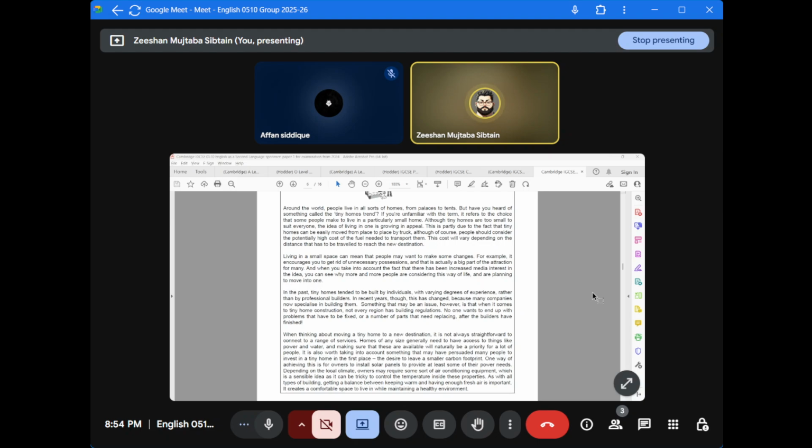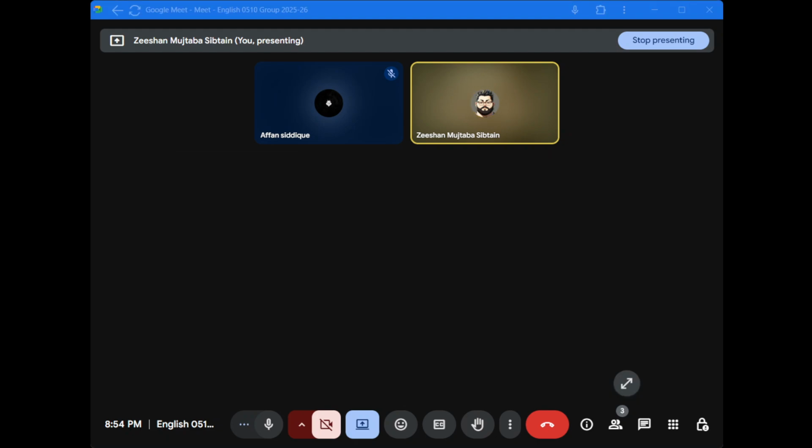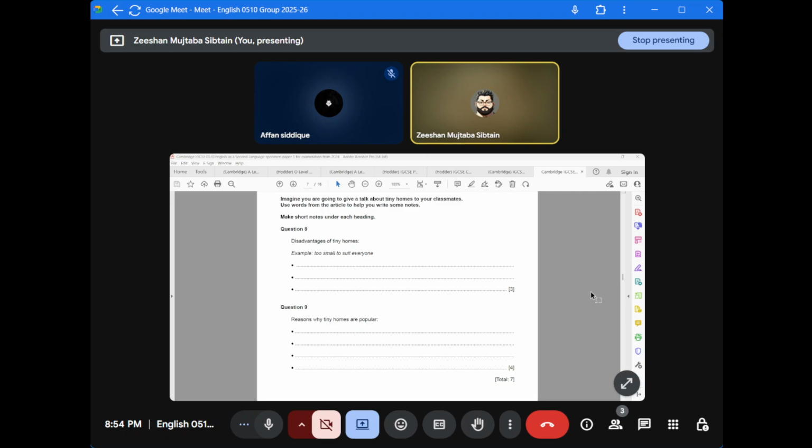Right now, this exercise requires for you to make notes. And as you can see, they've given you a sort of scenario, although that doesn't really matter. Imagine you are going to give a talk about tiny homes to your classmates. Use words from the article to help you write some notes. Make short notes under each. So they've given you two topics for which you have to find notes. You have to find points, right? And they've given you an example, right?